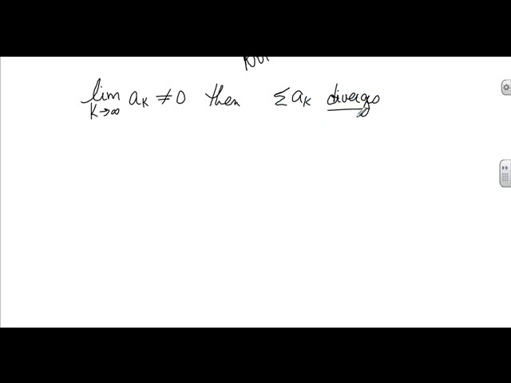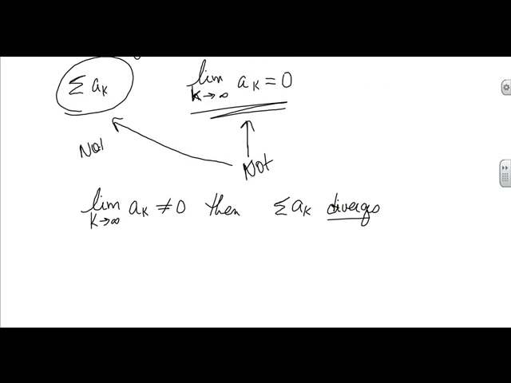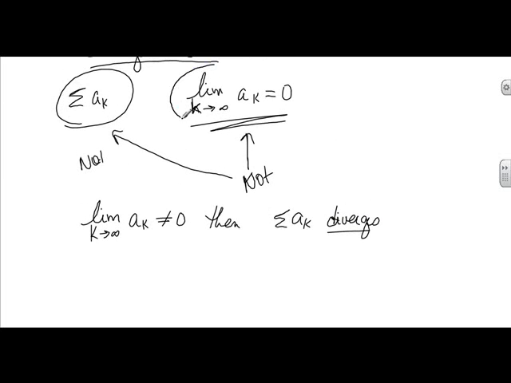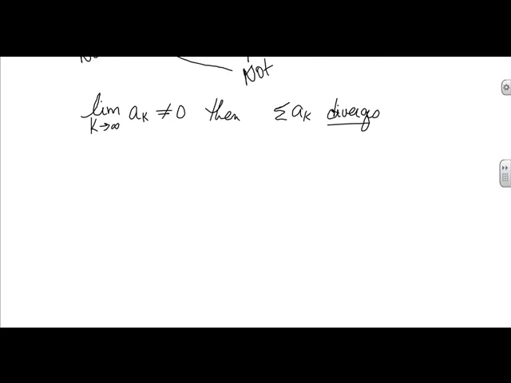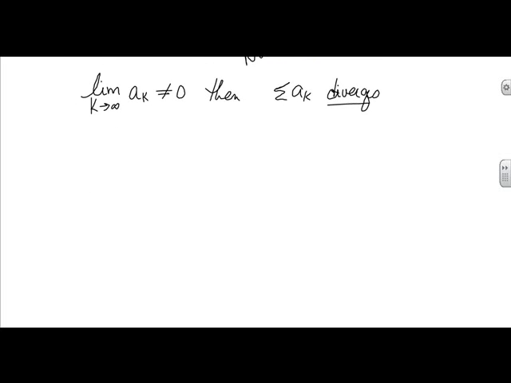Okay, so this is a test to determine whether or not a series is going to diverge. It is not a test that will determine if the series is going to converge. So if you work this and you get the limit to be equal to 0, the test is inconclusive. If you get the limit to be something that is not equal to 0, then the conclusion that you draw is that the series diverges. So here's an example.